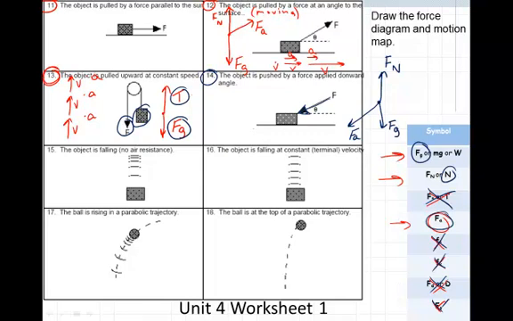So similar to number 12, because there's an imbalanced force, and we'll learn about this later, the velocity arrows are increasing in this direction, and therefore the acceleration arrows point in the same direction.